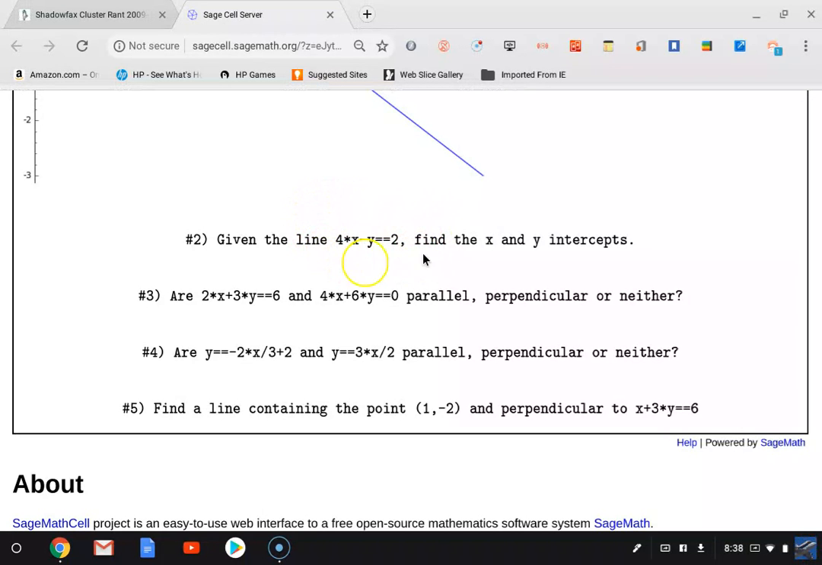Just because it's not in y equals mx plus b form doesn't mean it's not a line. How do you know if it's a line? If the x's and the y's are only to the first power, x to the 1, y to the 1, right? That'll give you a linear equation, or a line when you graph, right?